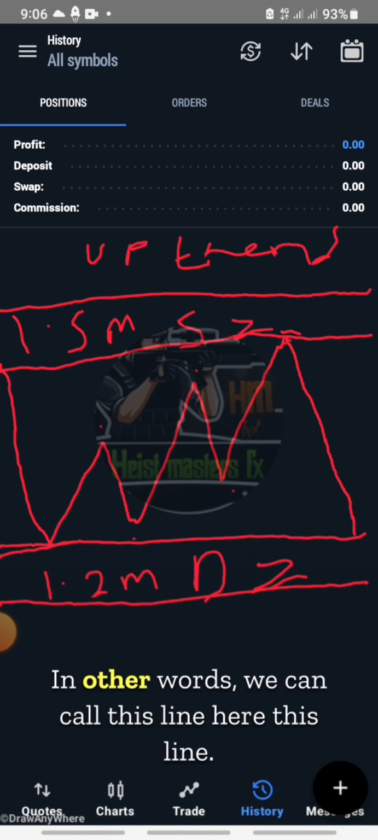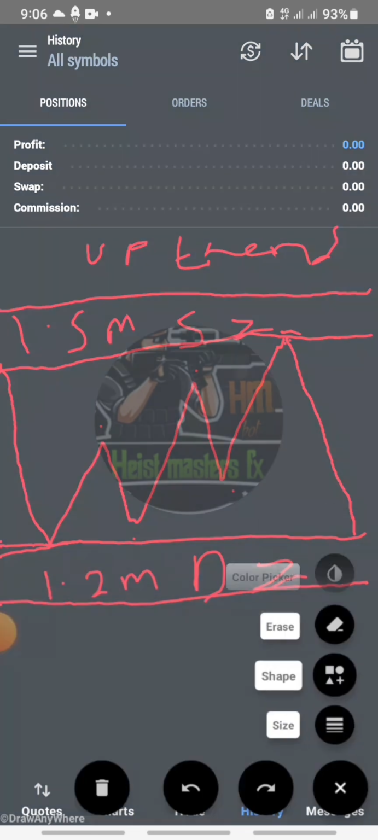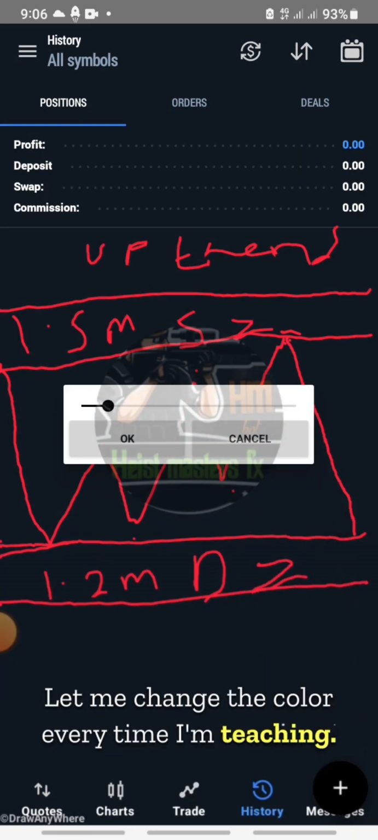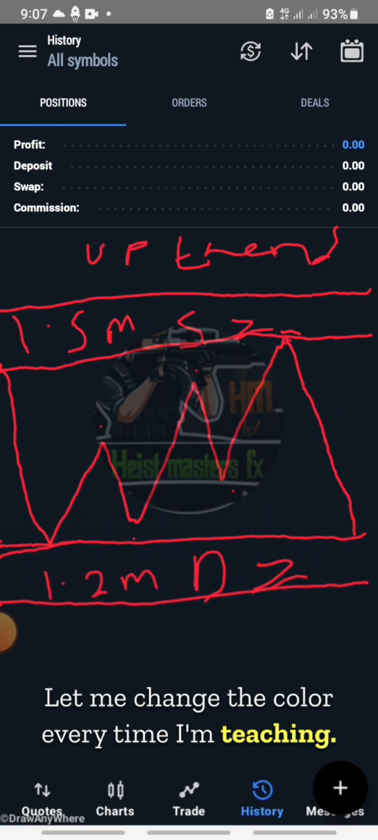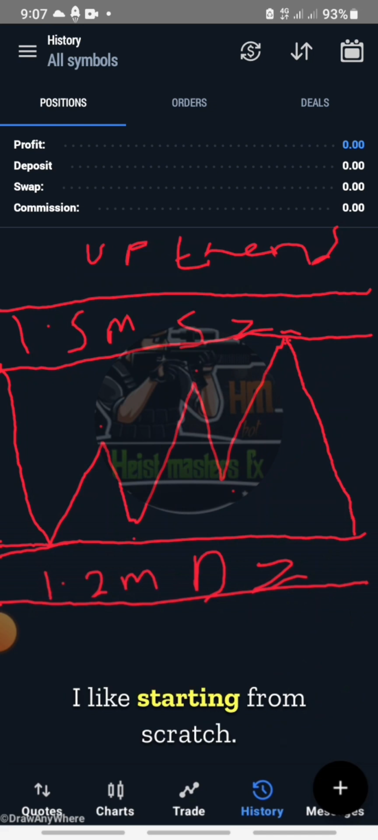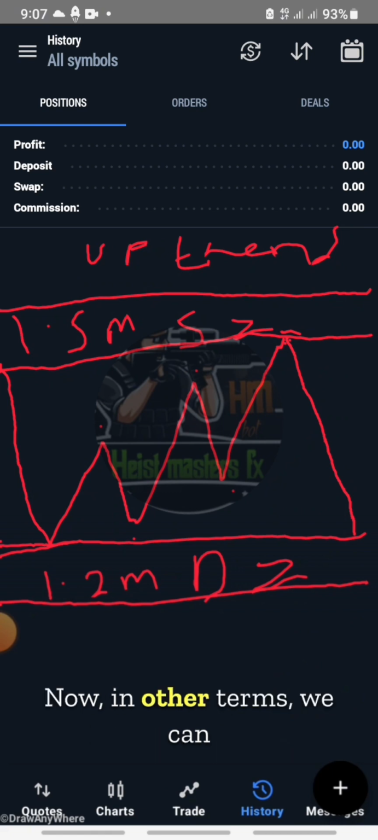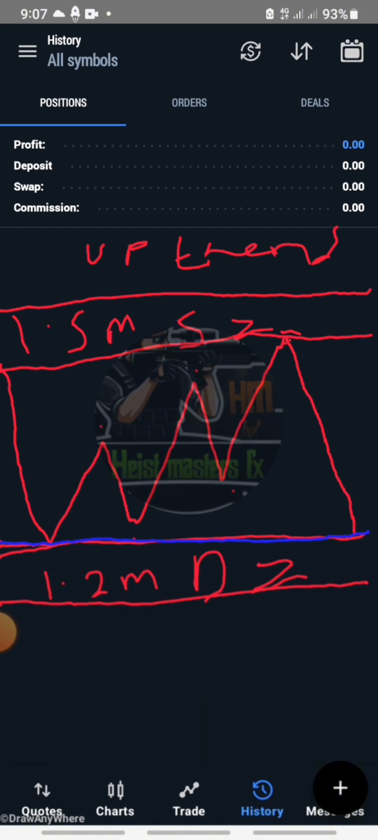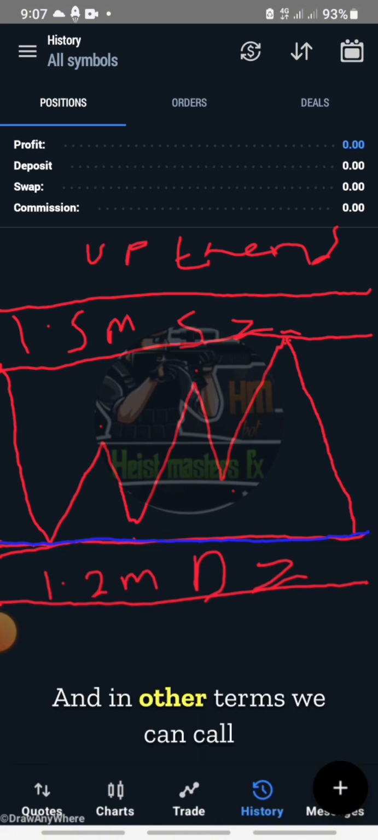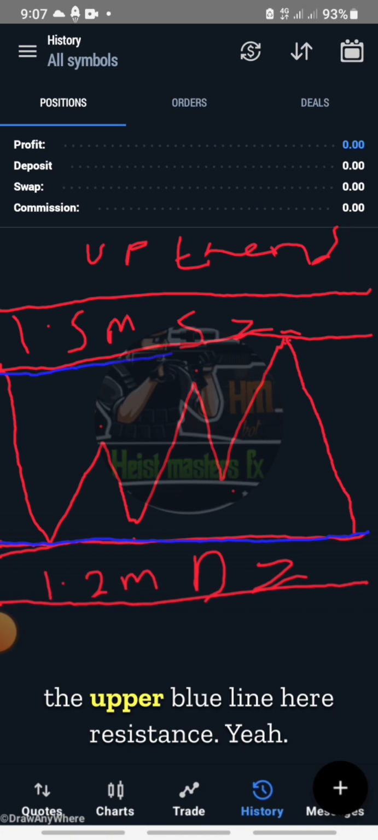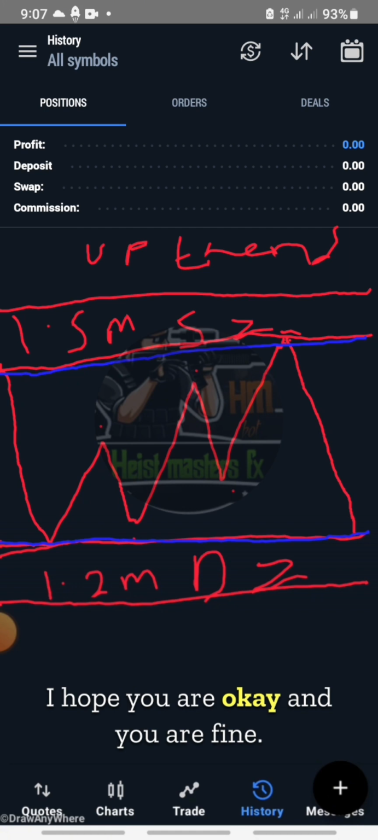In other words, we can call this line here, let me change the color. Every time I'm teaching, I like starting from scratch so that you can understand what is actually happening here. Now in other terms, we can call this blue line here support, and we can call the upper blue line here resistance. Up to there, I hope you are okay and you are fine.